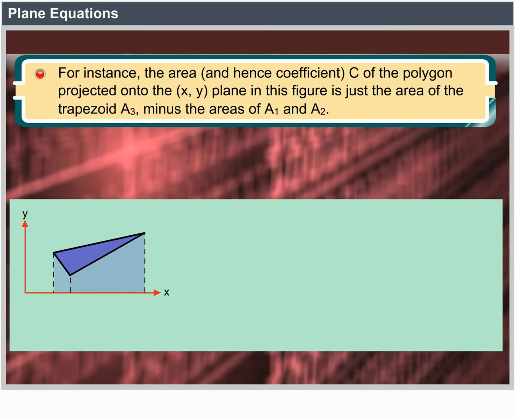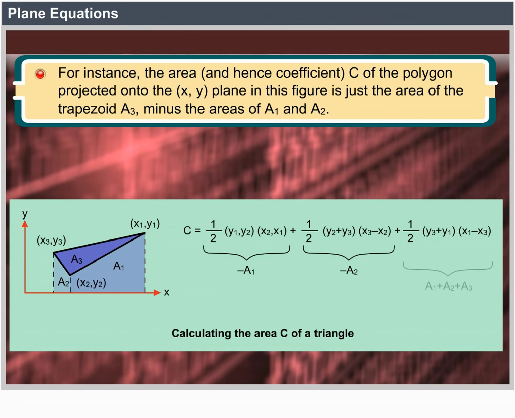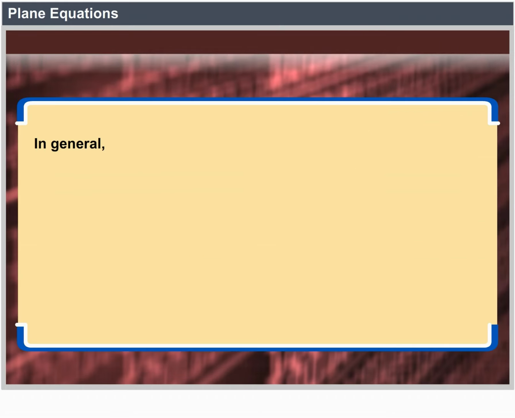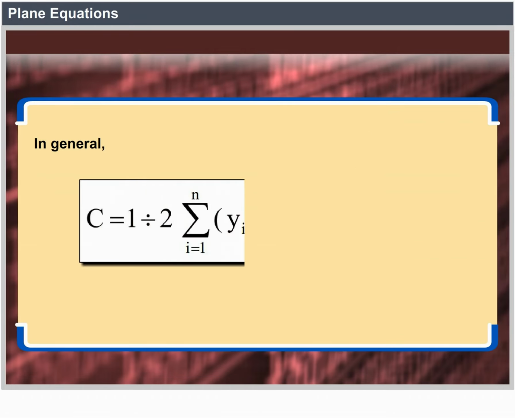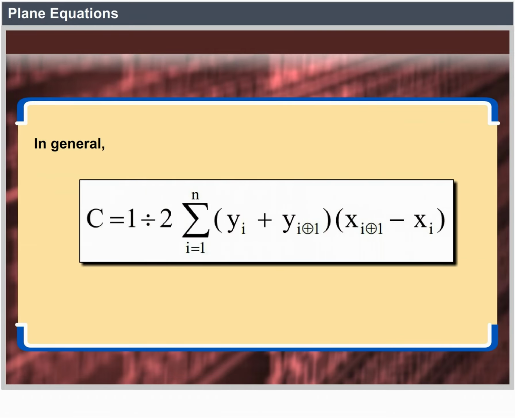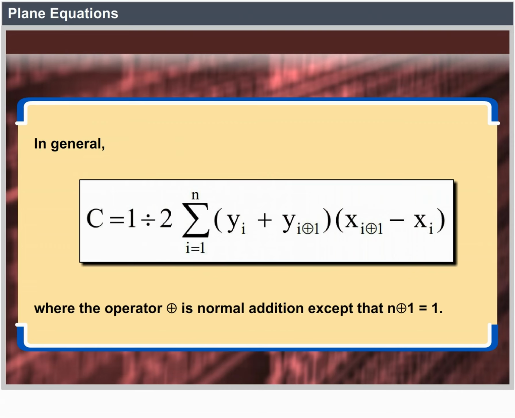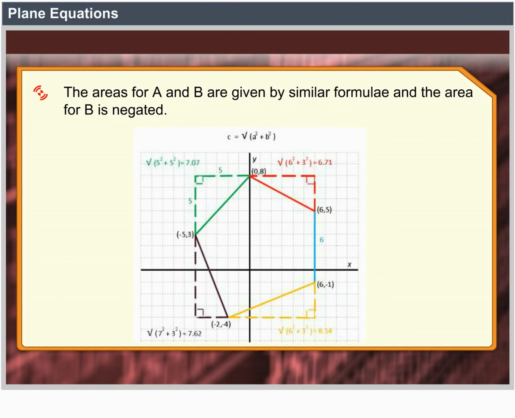Calculating the area C of a triangle. In general, the area C is calculated as follows, where the operator circle plus is normal addition except that n circle plus 1 equals 1. The areas for A and B are given by similar formulae except the area for B is negated.